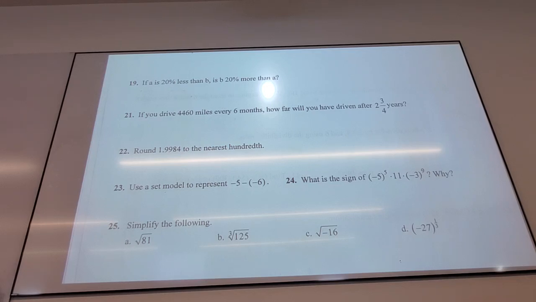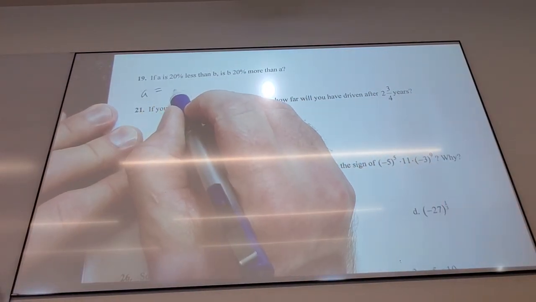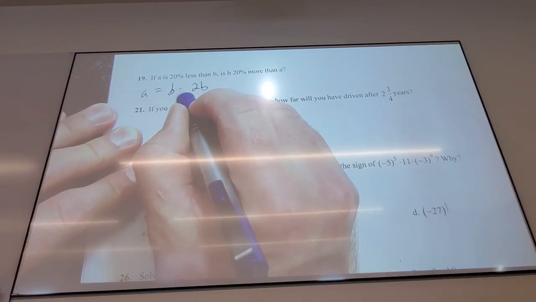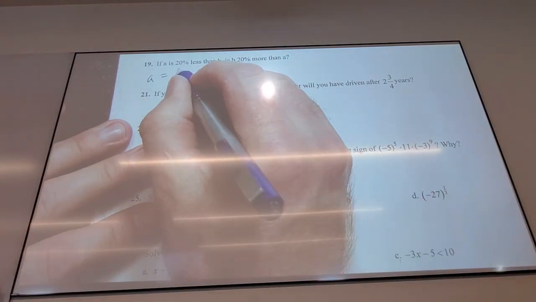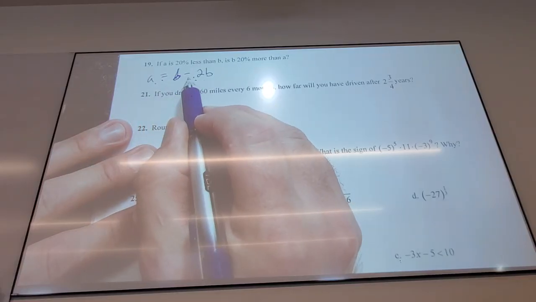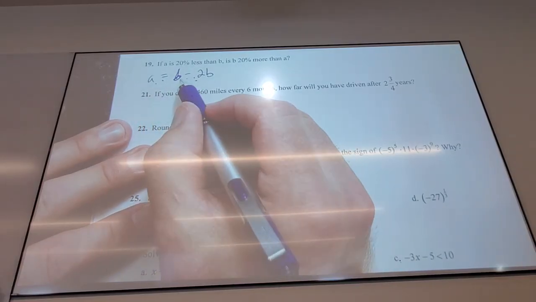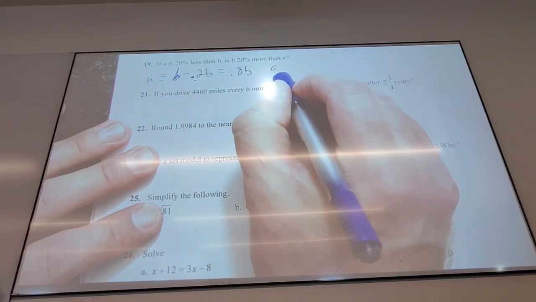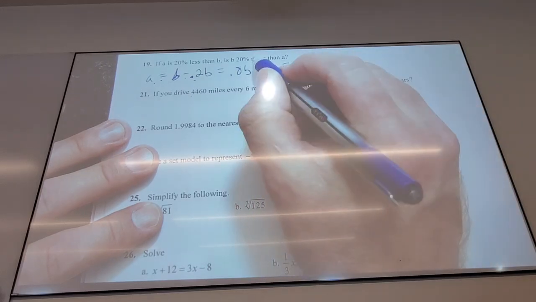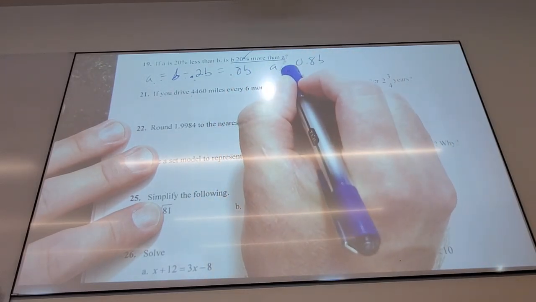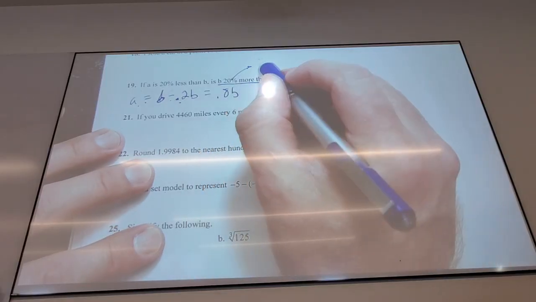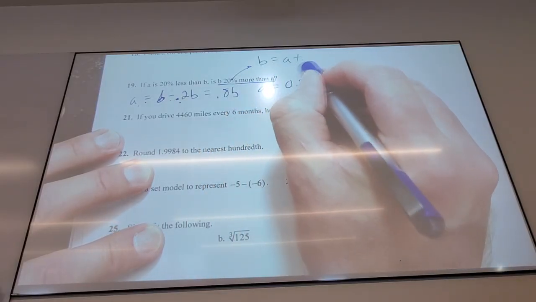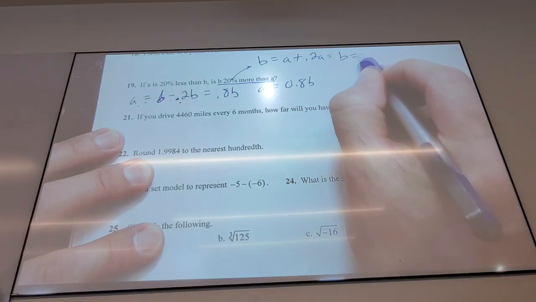But what would the math look like? A is 20% less than B. That's what that looks like. What's a whole B take away 0.2B? 0.8B. So A is 0.8B. In order for this to be true, B would have to be A plus 0.2A. So B would have to be 1.2A.